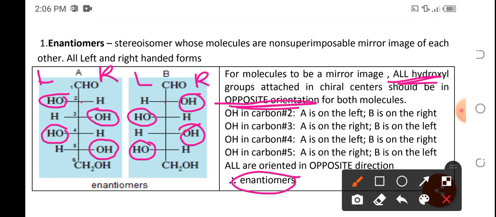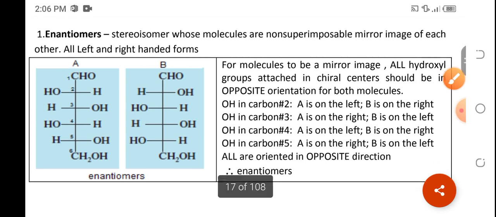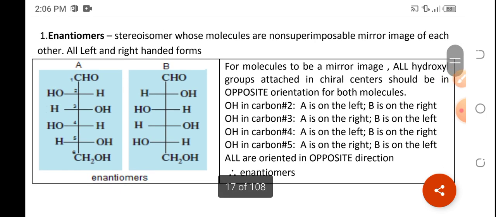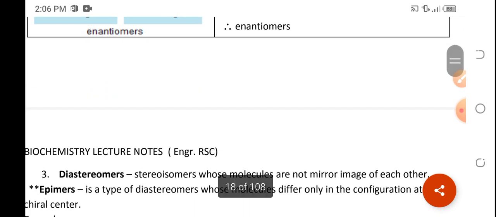This is actually, these molecules are the left and right-handed form of a monosaccharide. Since molecule A is a D molecule and molecule B is a left or L molecule. Okay? Left-handed. So, tatandaan lang, para maging enantiomer, lahat ng hydroxyl sa chiral center ay in opposite orientation.